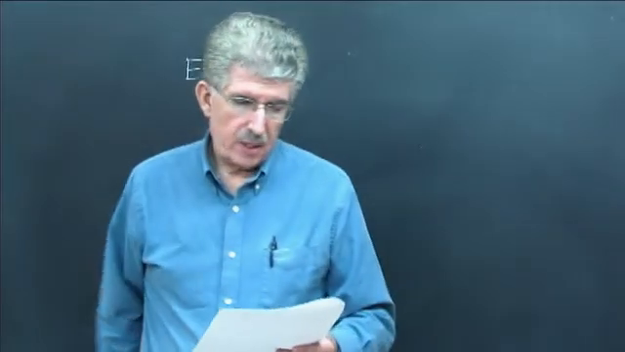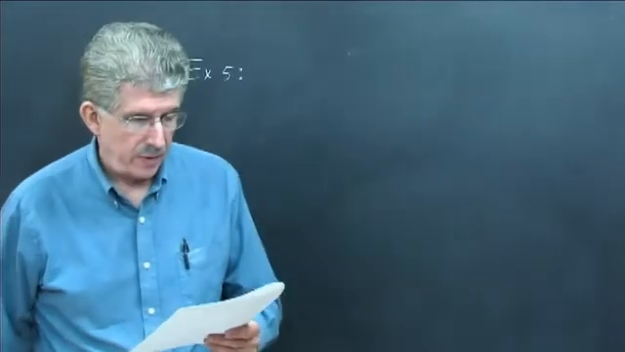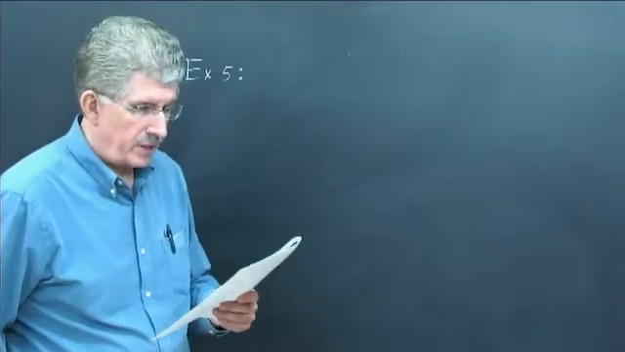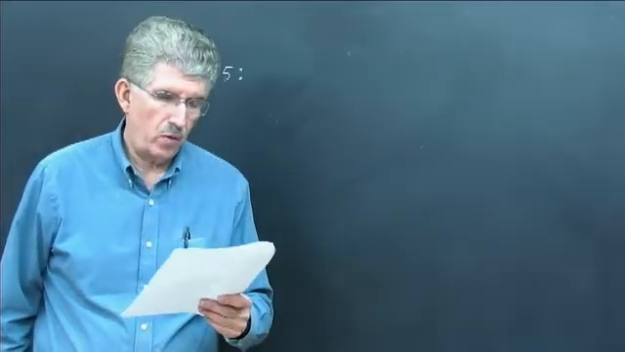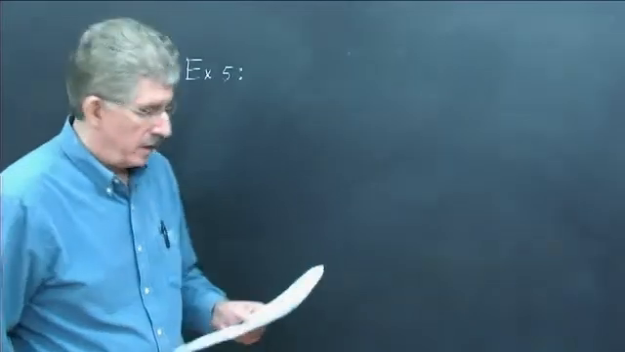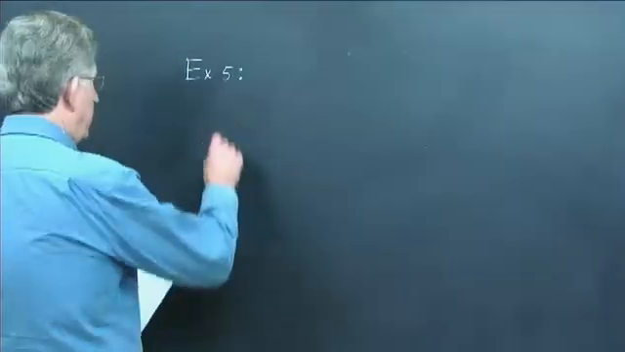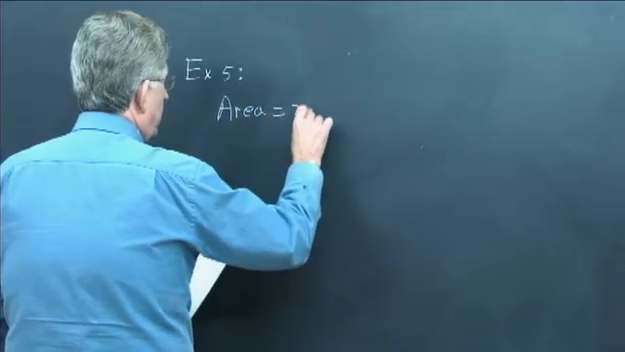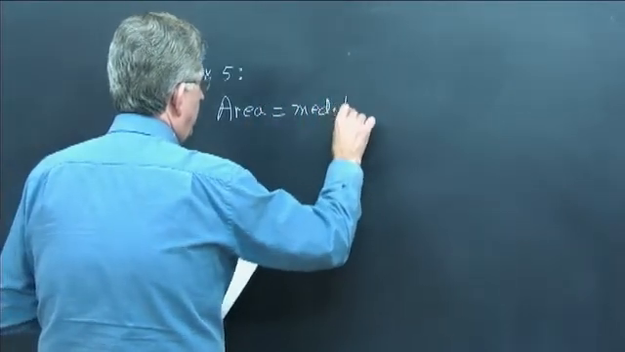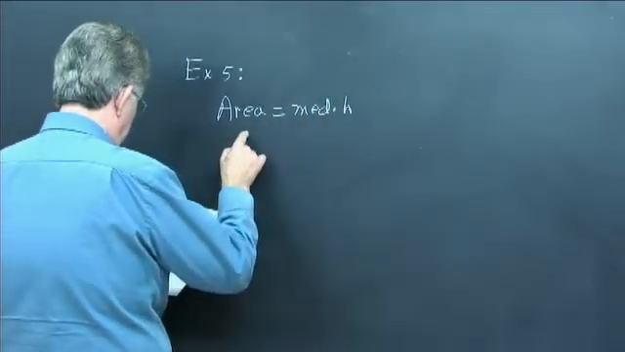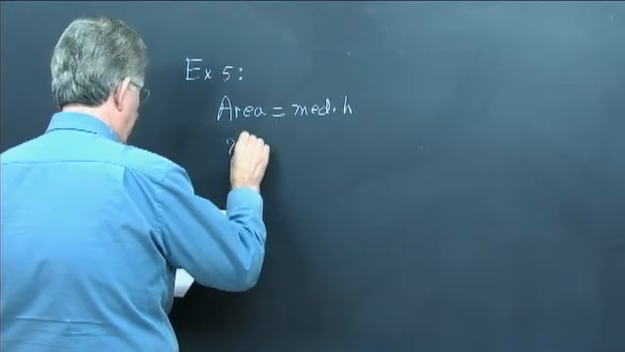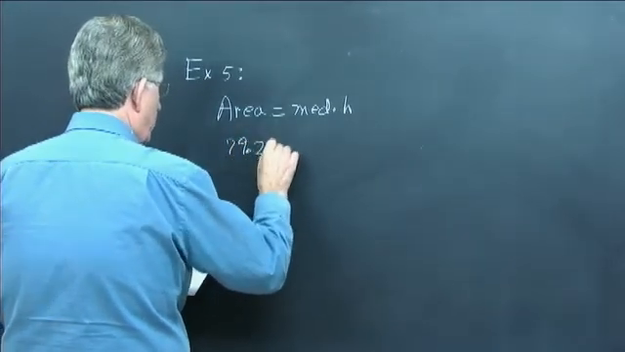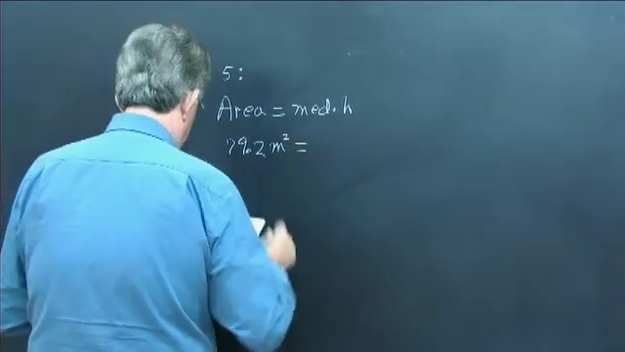Finally, we wrap things up with an easy one here on example 5. If a trapezoid has an area of 79.2 and a height of 4, what is the length of the median? Well, it couldn't hardly be any easier. So the area, we know, is the median times the height. And the area is 79.2 square meters.